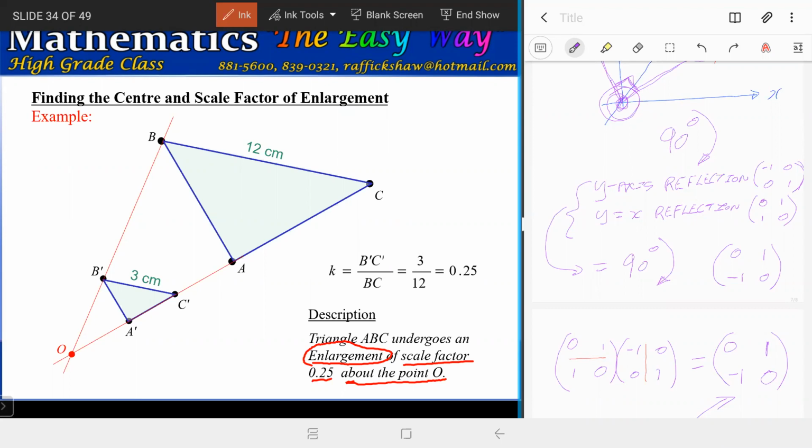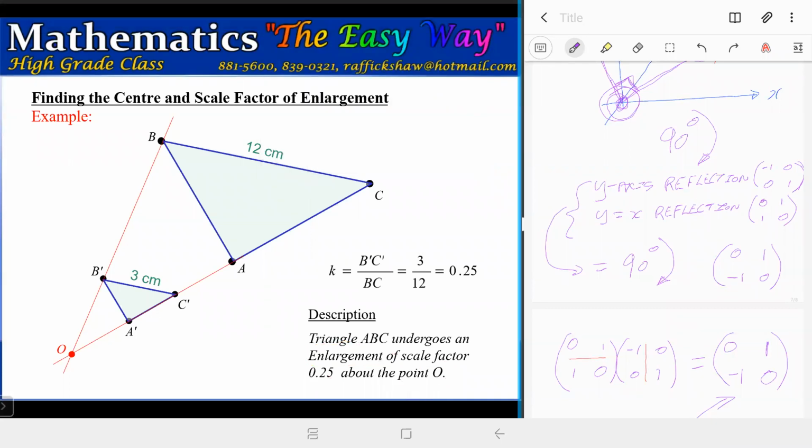When you say an enlargement about a point, or a rotation about a point, that point is the center of the enlargement or the center of the rotation. That's a nice way of saying it. But if you want to say it's an enlargement, the scale factor is 0.25, and the center is the point O, you can spell it out like that as well, no problem. Good enough. Very good so far?